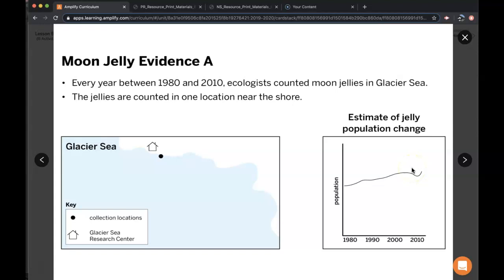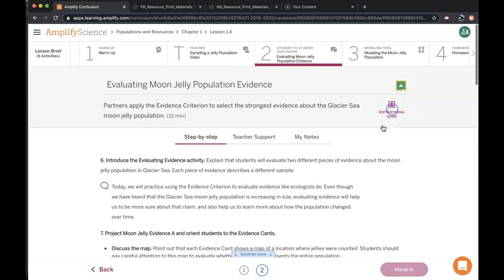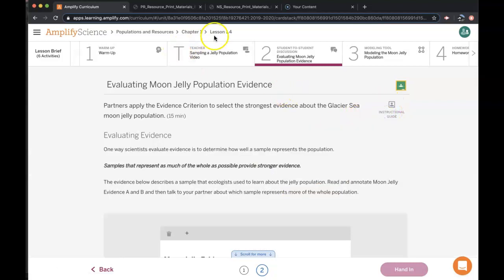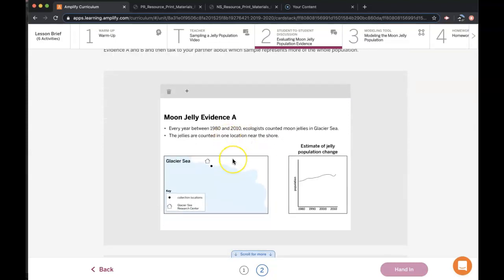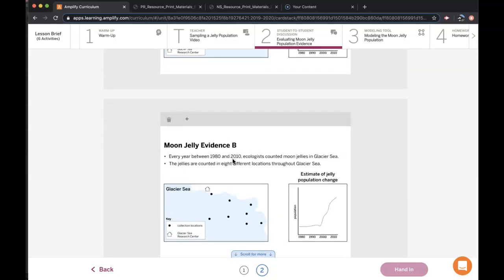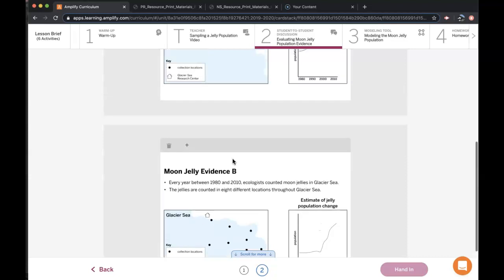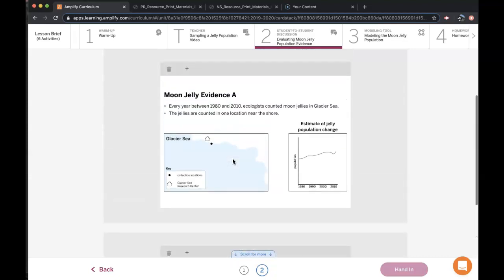So what you're going to do is you are going to evaluate evidence A and evidence B. So you're going to go to lesson 1.4 activity 2, and you're going to look at evidence A and you're going to look at evidence B, and you're going to write down anything you notice. You do that by pressing this plus sign and you enter an annotation.